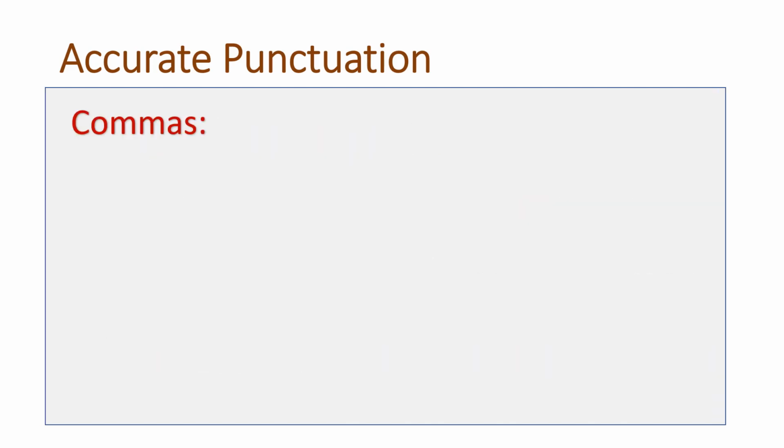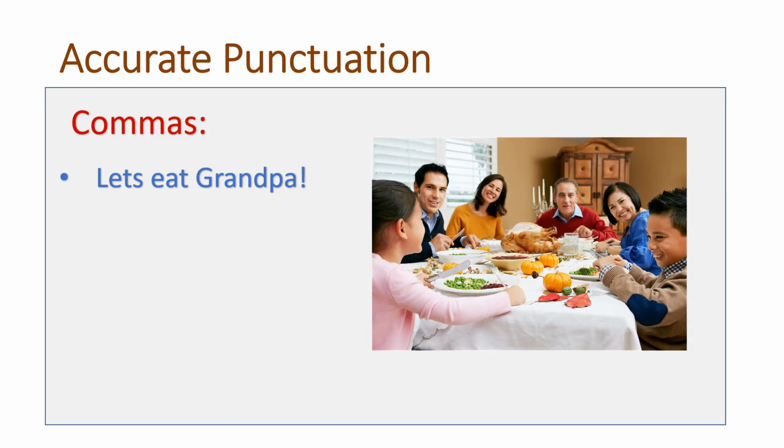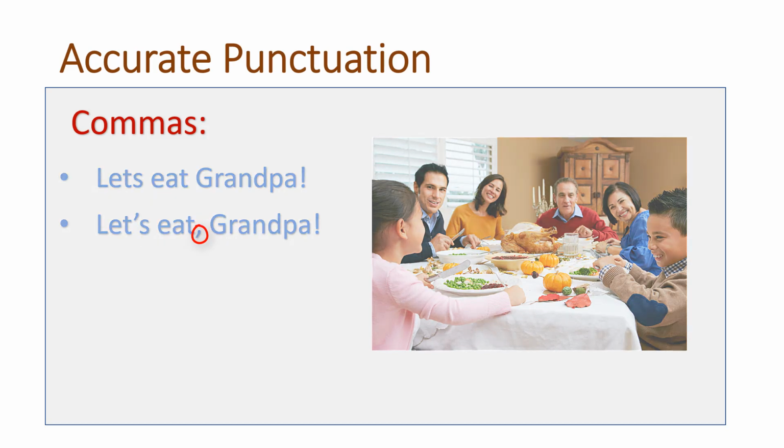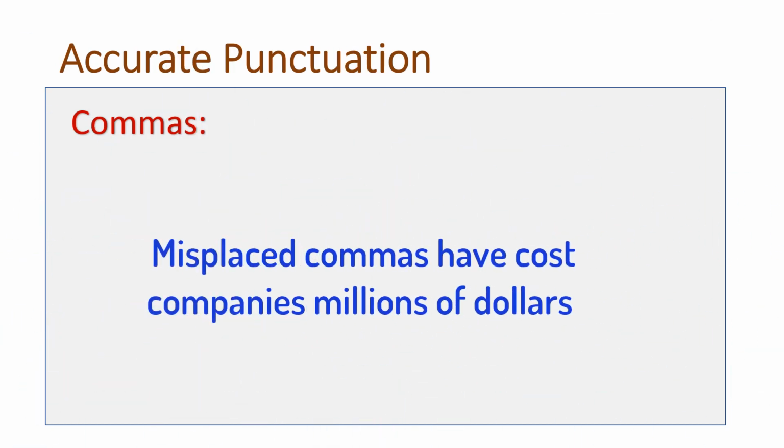Commas. The placement of a comma can completely change the meaning of a sentence. A humorous example is the sentence, "Let's eat Grandpa." Now, most likely this family is not going to consume the patriarch, but is actually calling him to dinner, in which case it would be written, "Let's eat, Grandpa." Seriously, though, companies have lost millions of dollars due to misplaced commas in contracts and other legal documents.